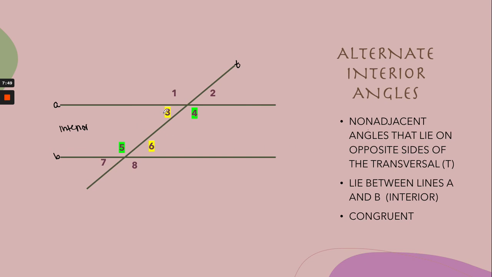So that would be angle 3 and angle 6. This is on the left, this is on the right, and they're both in the interior. What you need to know about these angles is that they are congruent. 4 and 5 are also alternate interior angles. So if angle 3 was 60 degrees, well, that means angle 6 is also 60 degrees. If angle 4 is 120 degrees, then angle 5 is also 120 degrees.